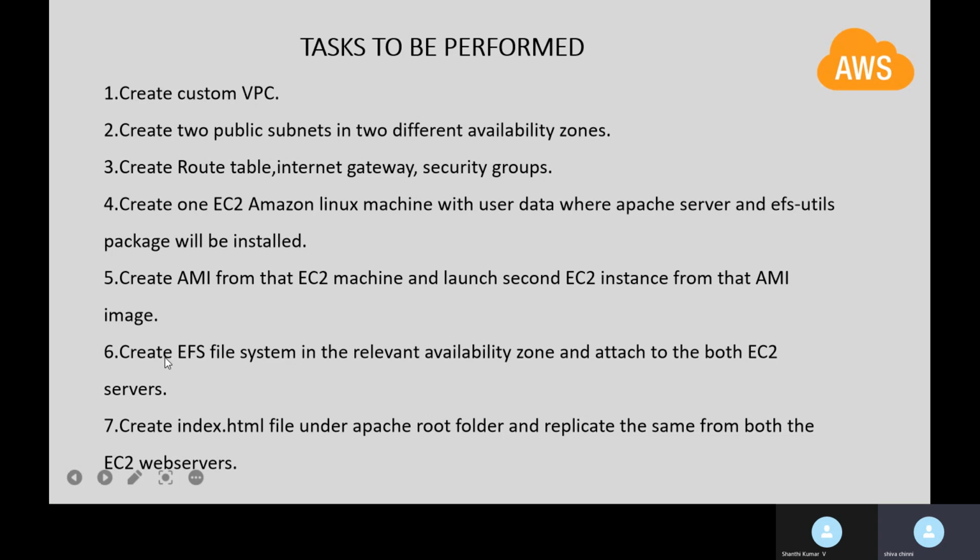Later we need to create one EFS file system in the relevant availability zones, and attach it to both EC2 servers. At last we need to create one index.html file under the Apache root folder, and try to replicate the same from both EC2 servers, to check whether it has been successfully shared with the other developer. So these are the things which we need to execute in our demo.